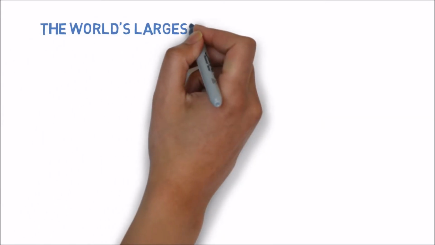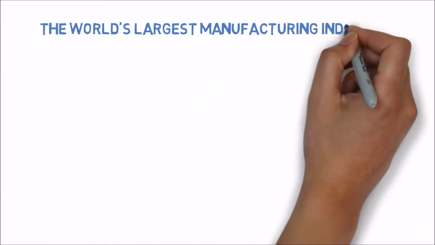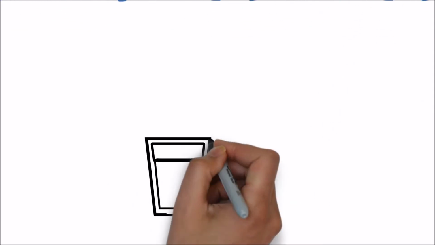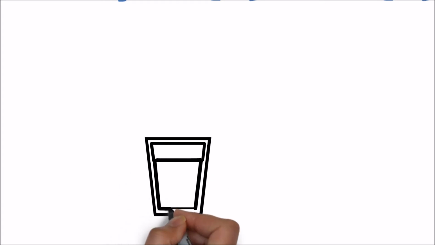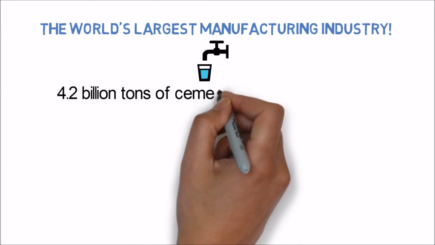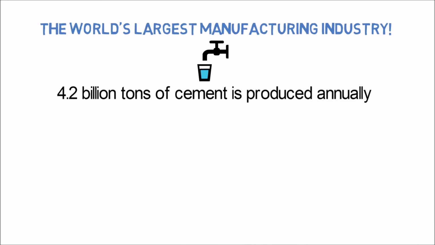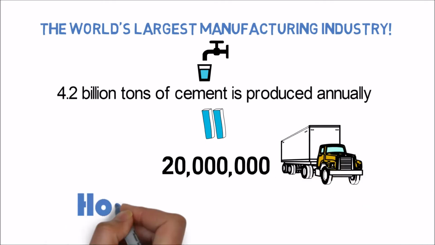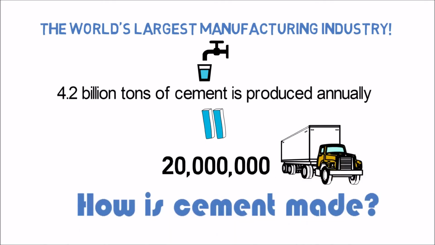The cement industry is the world's largest manufacturing industry, and cement is the second most consumed commodity in the world. Its consumption is surpassed only by water. Then again, even cement uses water. Approximately 4 billion tons of cement is manufactured every year. This is equivalent to 20 million truckloads. So how is this cement made?